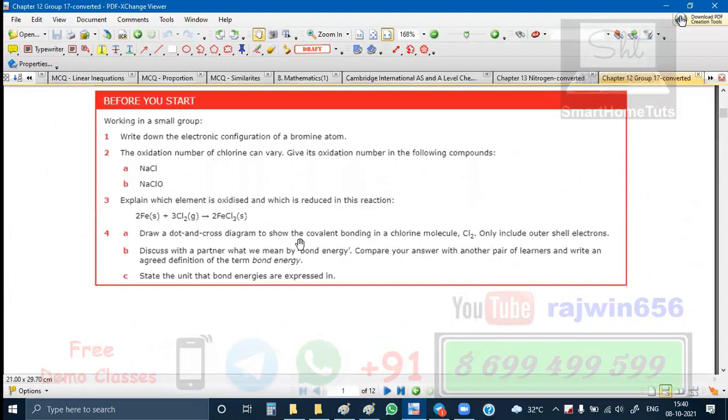Then draw a dot cross diagram to show the covalent bonding in a chlorine molecule. Only the outermost shell electrons you are supposed to indicate. Okay. Then bond energy is the amount of energy required to break the bond between the molecules. The unit of bond energy is going to be kilojoules per mole. We are going to write all of these things, but you are going to show me the electron dot cross diagram of chlorine molecule with only the outermost orbit. We are going to write this definition and also the unit of bond energy.